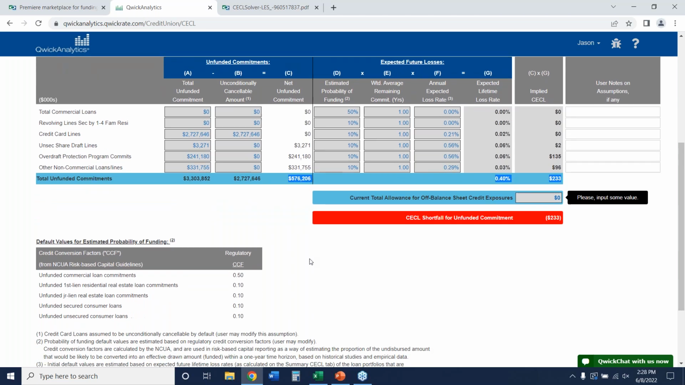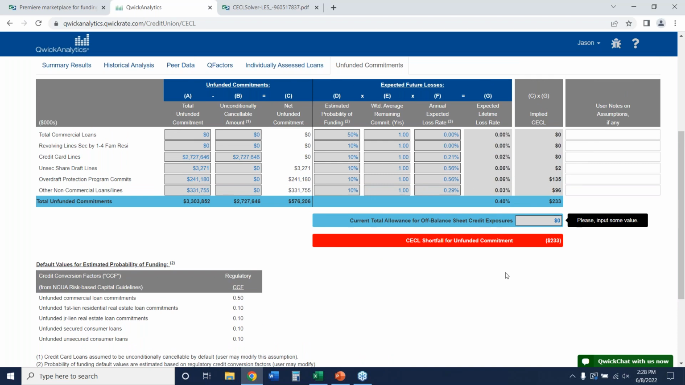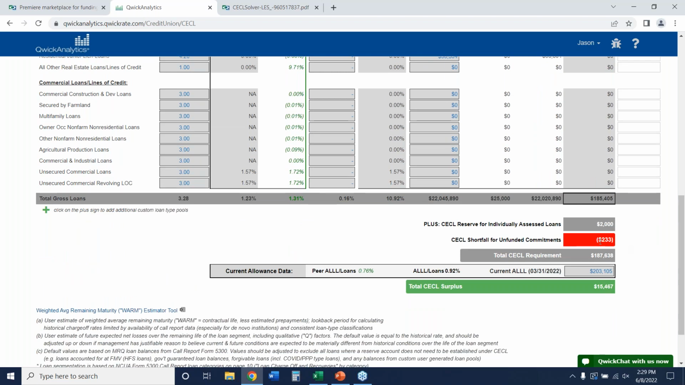But for everything else, we have to jump through some kind of mental hoops here, right? The first is to determine what is the probability that that member will tap into their open line of credit. Well, luckily we found some probability of funding tables off the NCUA. We'll plug those in. Then we need to determine what is the life of these loans that you have yet to create. And then we need to apply some sort of historic loss rate, again, to loans we have yet to even create. So we were able to pull that data off the call report. So, definitely helps out. At the end of the day, it's adding $233 to this credit union's reserve right there.